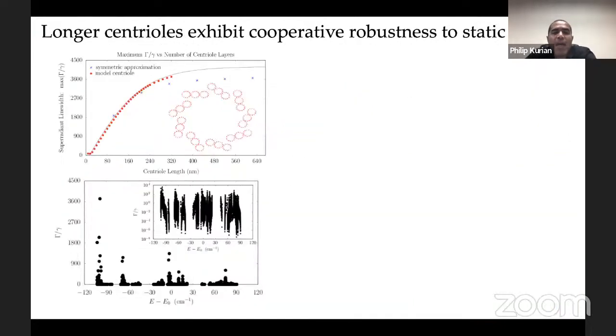So it turns out that longer centrioles exhibit this cooperative robustness to static disorder. If you're wondering how the superradiant effect changes, you see here we have more than 4,000 times the superradiant decay rate when you put 27 microtubules in the conformation that you see here, which is found in biology in centrioles. And you see that again displayed in the spectrum in the absence of disorder.